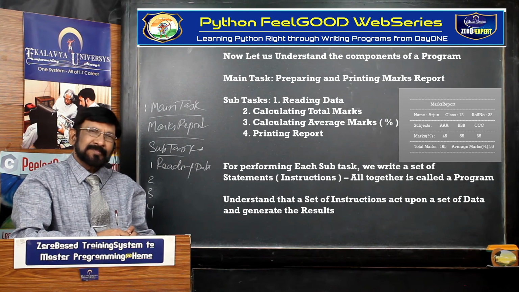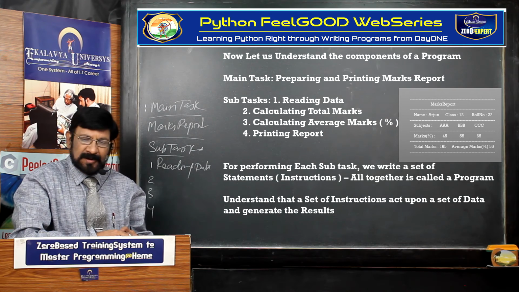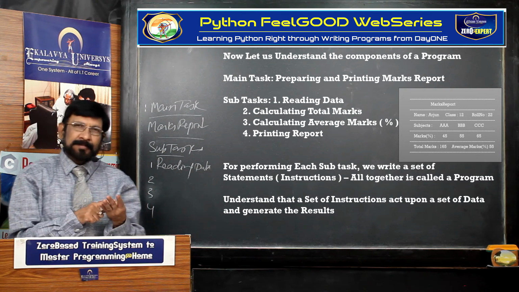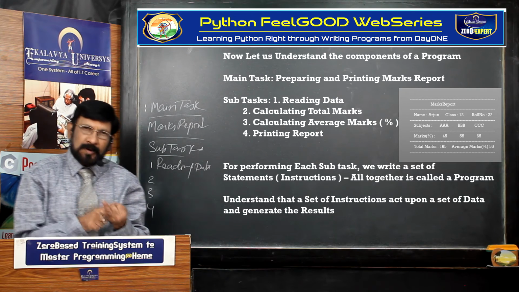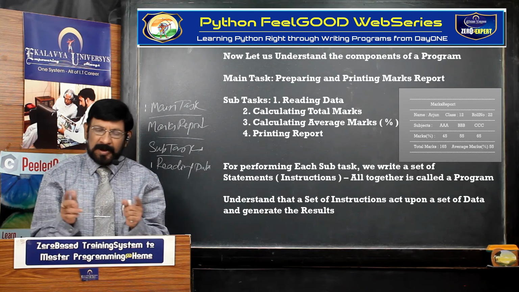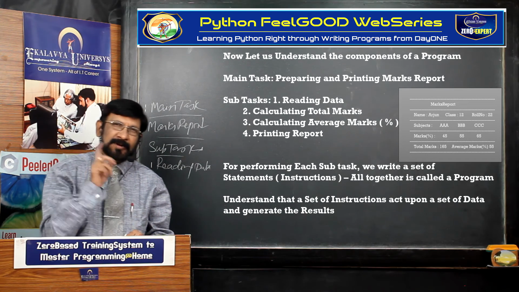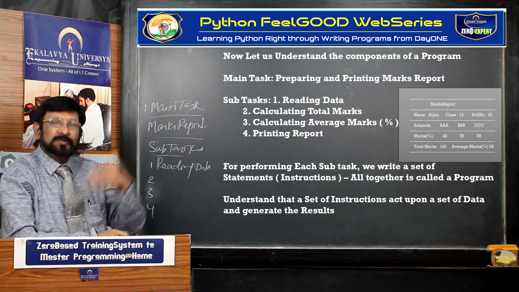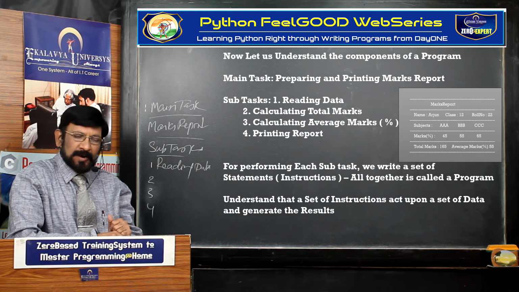Here, what is data? The marks report you have already seen. In that, what is data? Name of the student, class number, roll number, 3 subject names, marks in 3 subjects, total marks, average marks. Total 11 data items are there. Out of 11 data items, 9 data items you enter.